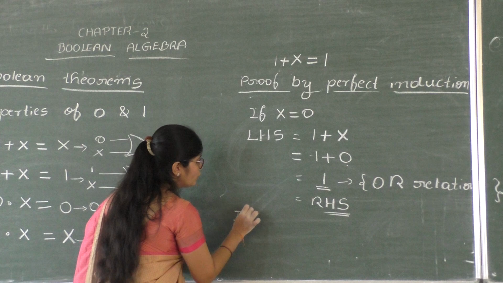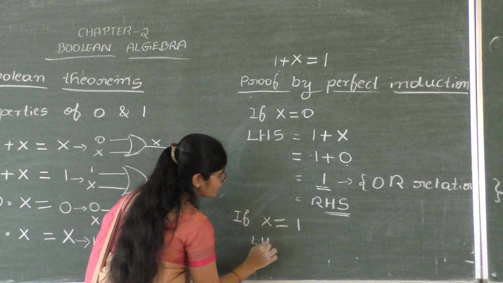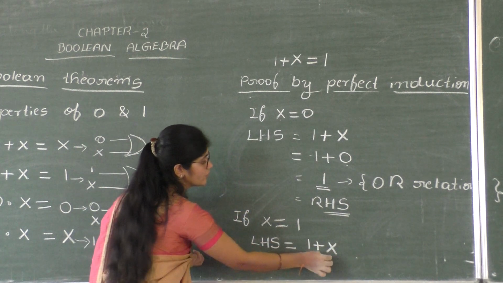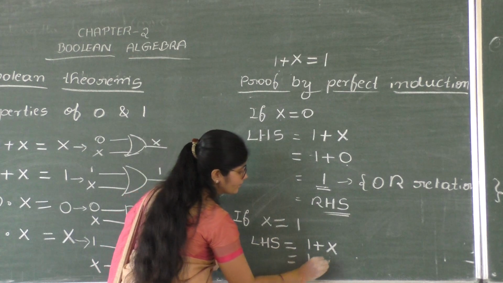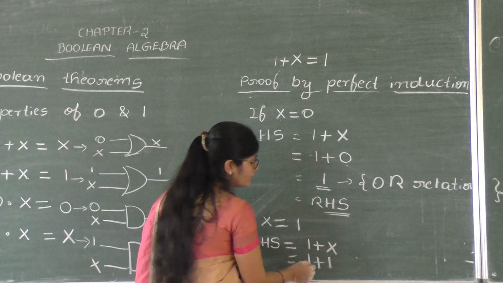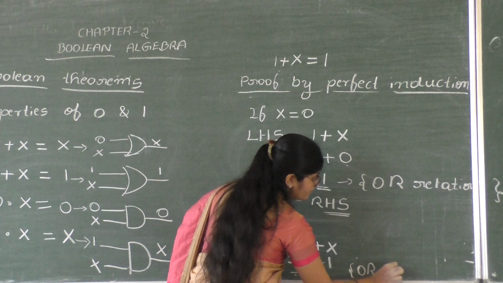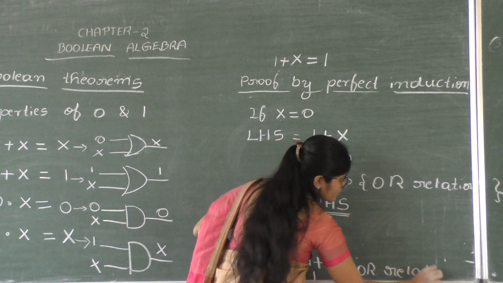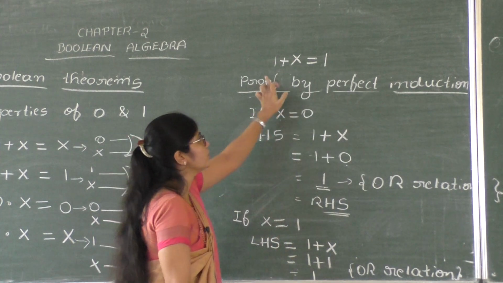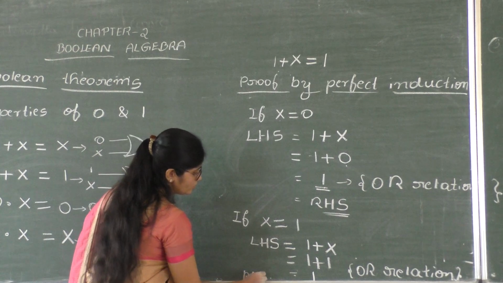If x equal to 1, now substitute x with 1. LHS is equal to 1 plus x. Now substitute x with 1, 1 plus 1. What is 1 plus 1? According to OR relation, 1 plus 1 is 1. In LHS, we got the answer 1, that is equal to RHS. 1 is equal to 1. Thus, it is equal to RHS.